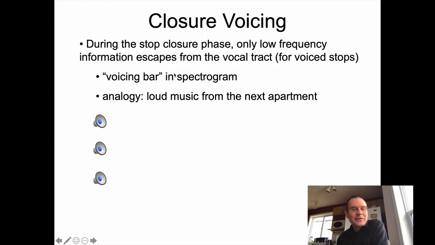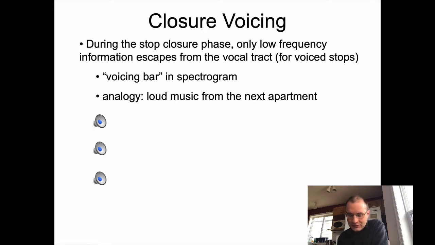Anyways, where you can't get a whole lot of information about place of articulation for stops is during that stop closure phase. So like I said earlier, normally if you see any sort of information in the spectrogram for these guys, you're only going to see low frequency voicing, like a very low first formant at the bottom of the frequency scale, and basically nothing else. So you can call that a voicing bar. You can think about why this might be the case.